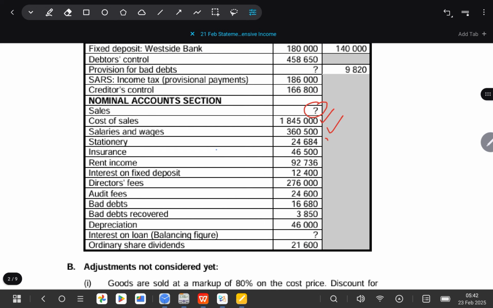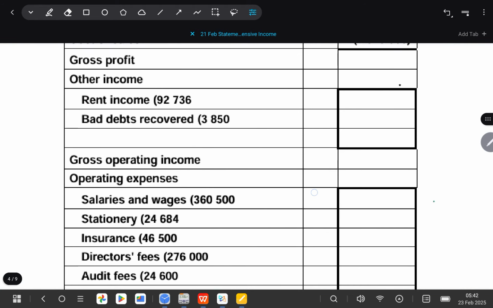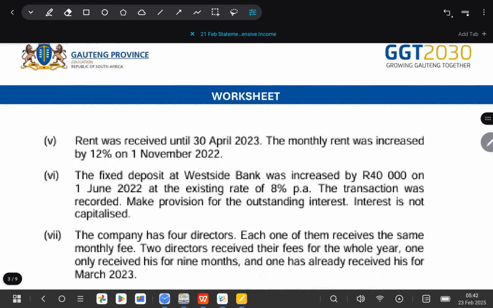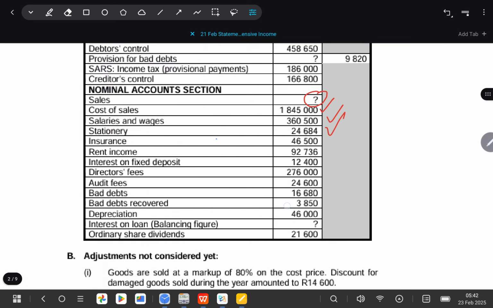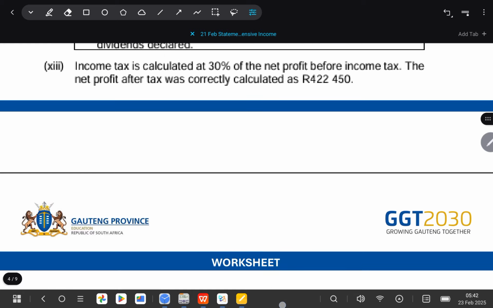After this, we're going to have stationery for 28,684. So I think they have also inserted it. Insurance also, so I'll just tick the ones that have been inserted for us. So this insurance has already been recorded. Rent income 92,736. Let me see, they have already recorded it.